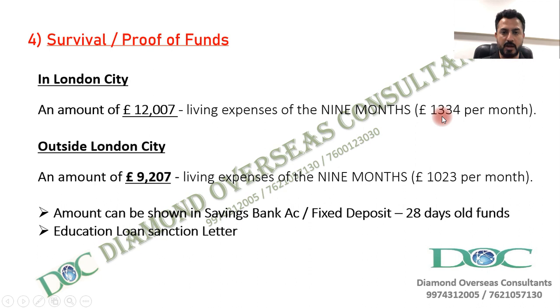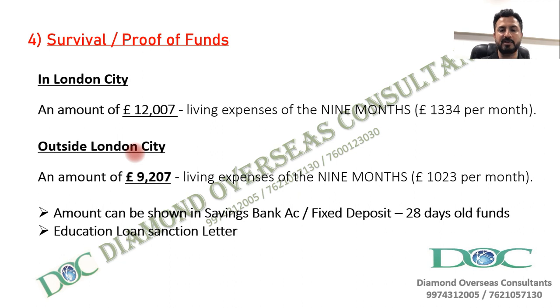If you want to live outside of London city, say in a city like Leicester, Birmingham, Manchester or Nottingham, you need to show about 9,207 pounds for 9 months, on an average of 1,023 pounds per month. If you are showing this in your savings account or in your FD, this amount has to be at least about 28 days old. If you are working with a bank, you have secured an education loan.